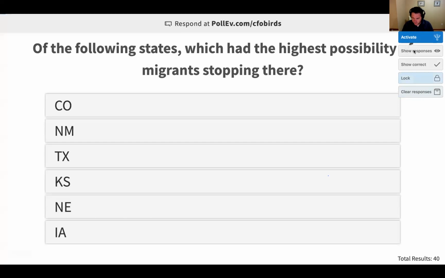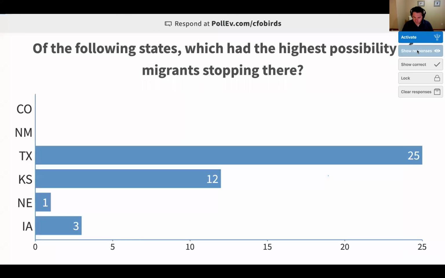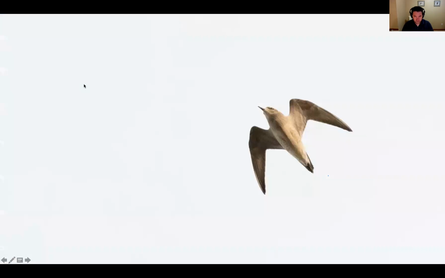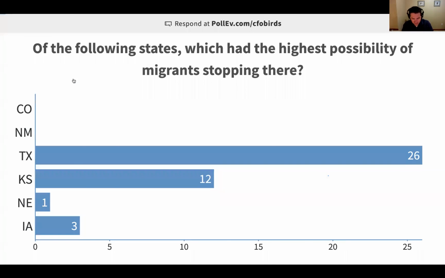So we should end up in this 40-ish range once again, and here we are at 40 votes. So moving forward into the responses. Here are your anonymous responses. I've got Texas, Kansas, Iowa, then Nebraska in order. No Colorados, no New Mexicos. Let's talk about the answer. Oops, I need to go back to talk about that answer.